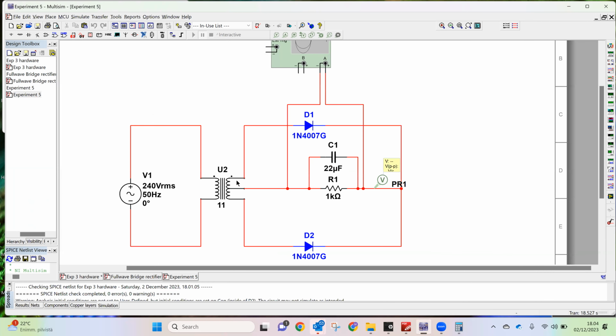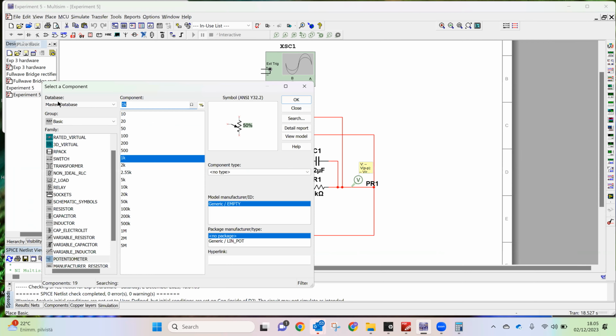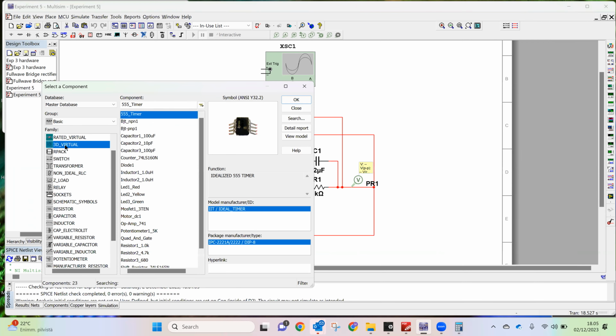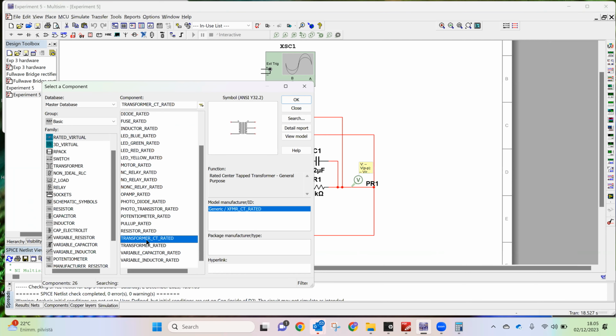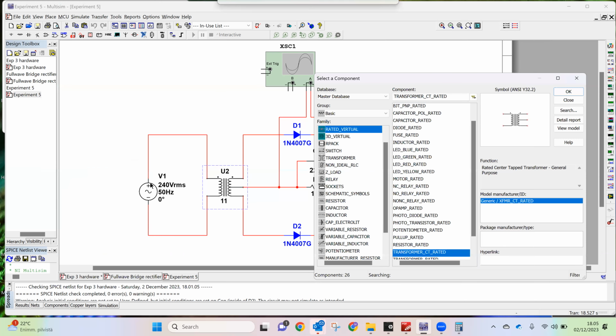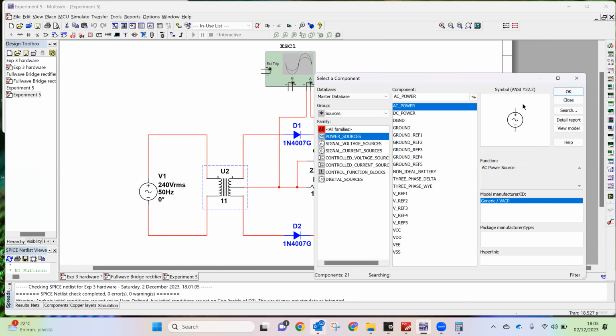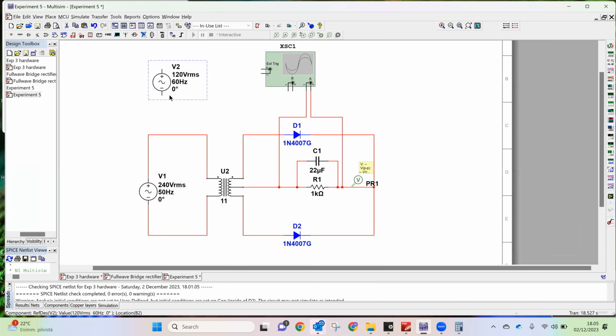Experiment number 6 is this. So how you can bring this transformer, you go here and you go to rated virtual, and here this is the transformer. Please, you have to remember how you get these components. I will not tell you. And the next thing is how you get this RMS voltage. So you go to sources, you go to power sources, and you go to this. So this is VRMS. Okay, so remember how you bring these components. Rest of the components you know how to bring them.